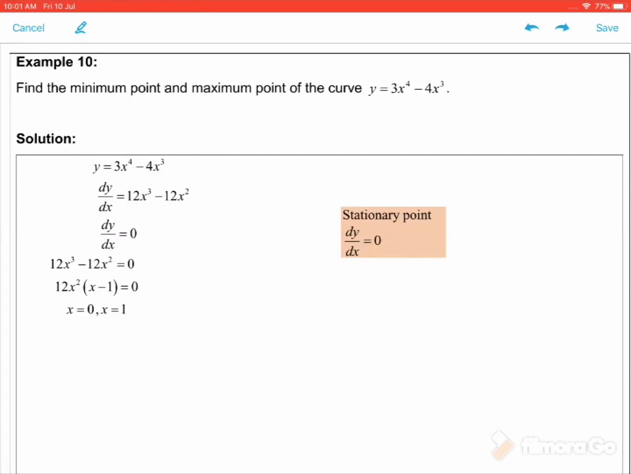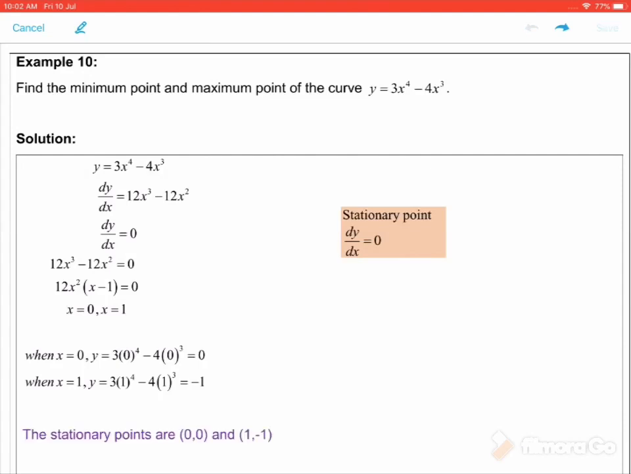After we get the x, we will get the value for y. The same thing, when x equal to 0, you substitute x equal to 0 into the function of the curve, you will get y equal to 0 also. When x equal to 1, you will get y equal to negative 1. So that means the stationary points are (0, 0) and (1, -1).